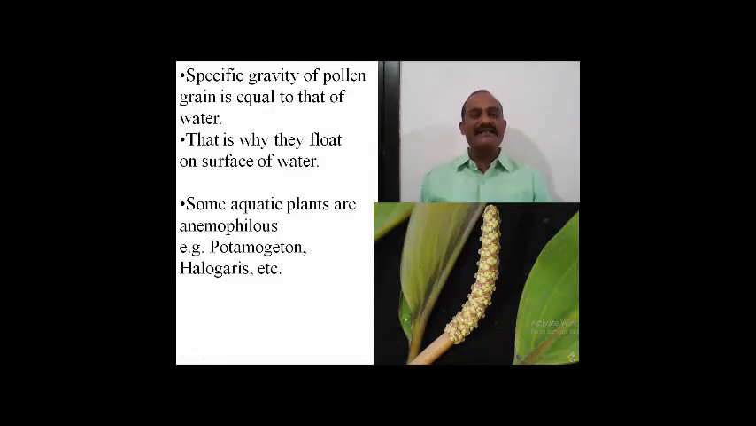Some aquatic plants are anemophilous also. Mind it well, the plants are aquatic, but they are pollinated with the help of anemophily, that is with the help of wind. The most common example is Potamogeton plant, which is shown here. The flowers are shown here. Another example is Halophila. They are anemophilous aquatic plants. It is very important for your NEET preparation.